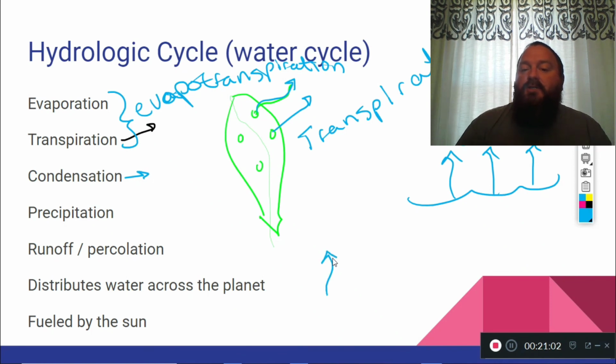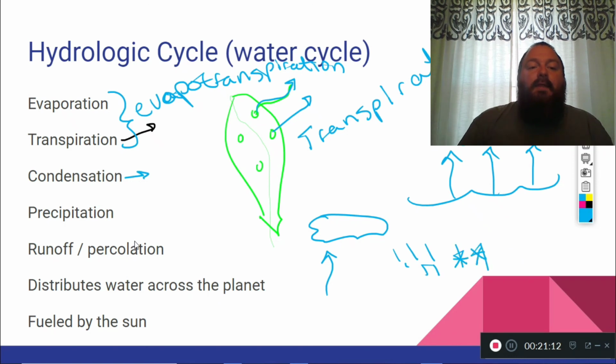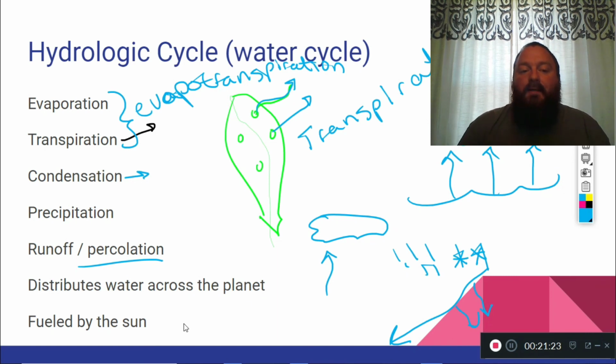So we have the evapotranspiration putting it into the sky. It condenses in the clouds, the concentration of the water increases, and eventually we have precipitation, rain, snow, hail, whatever it is. That then creates the runoff when it hits and can't soak into the ground. If it's able to soak into the ground, that process is called percolation. That's what's going to help to distribute the water across the planet, and it's fueled by our sun.